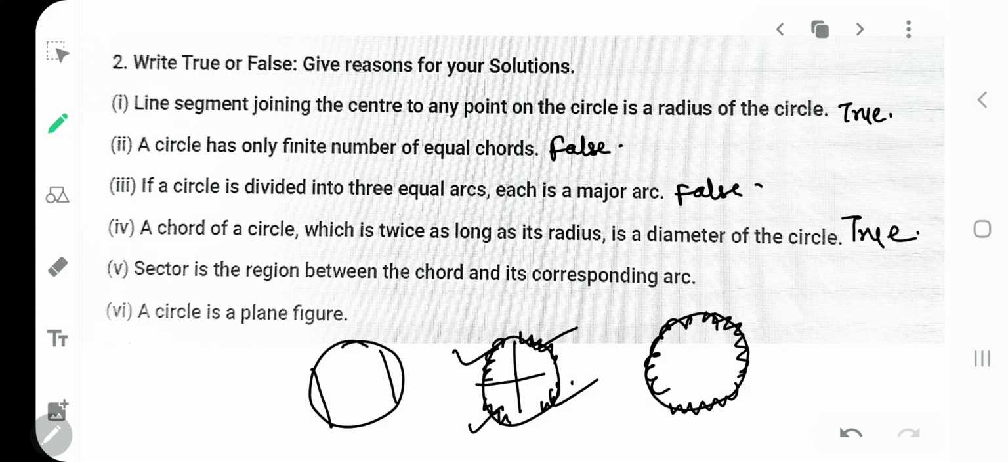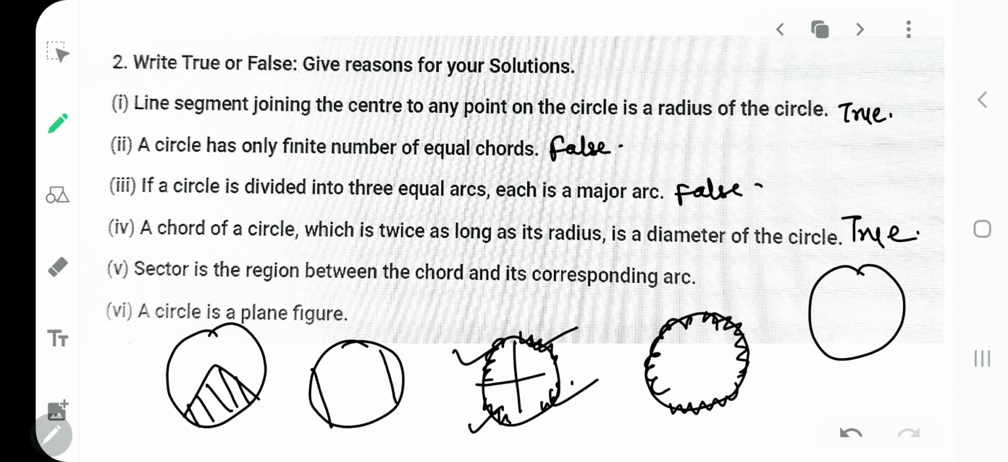Next is a sector is a region between the chord and its corresponding arc. My dear kids, if I join this, this will be called as a sector. But if I have a chord and the corresponding arc, then this is called as segment, not the sector. So this one is your false. A circle is a plane figure. Yes, it is a plane figure. True.